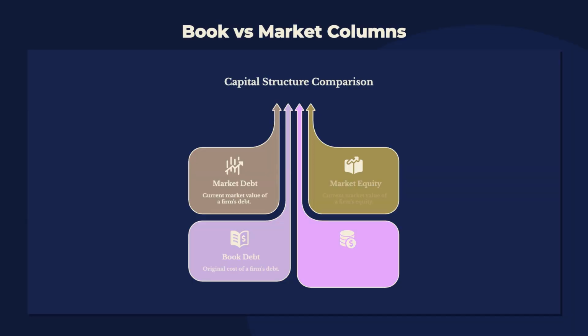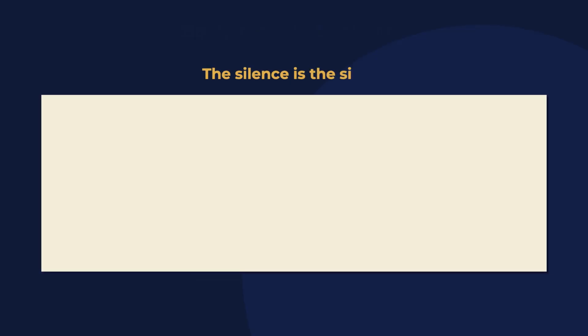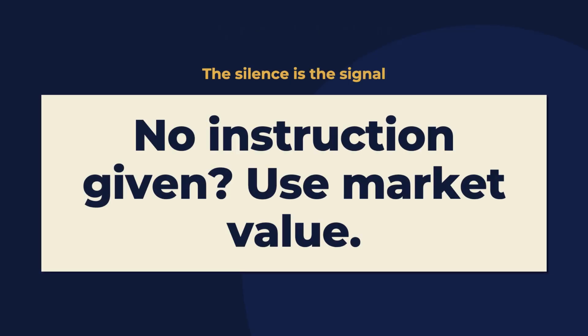Picture a problem listing book debt and equity in one column, market debt and equity in the next, then simply asking for the debt ratio. The disciplined move is to compute from the market column and treat the book column only as context. Absent explicit instruction, market value governs, not because it's bigger or smaller, but because it's what financing and cost of capital decisions actually run on. Defaulting to market value is the reading that best practice rewards.